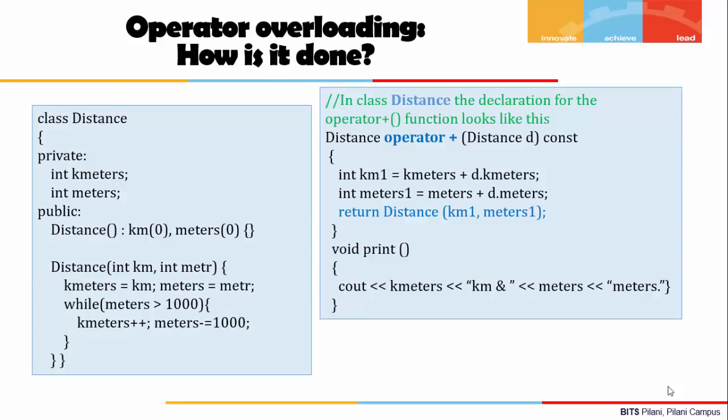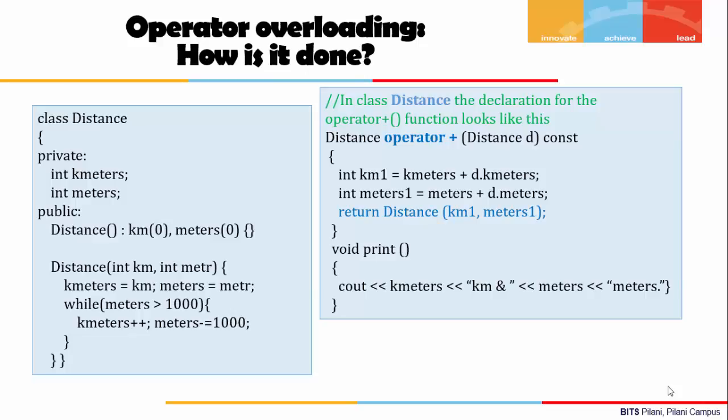In class distance, the declarator for the operator plus function looks like this: distance operator plus in brackets distance d const. So the function has a return type of distance and takes one argument of type distance. One argument is d here. In the operator plus function, the left operand is accessed directly, since that is the object of which the operator is a member.